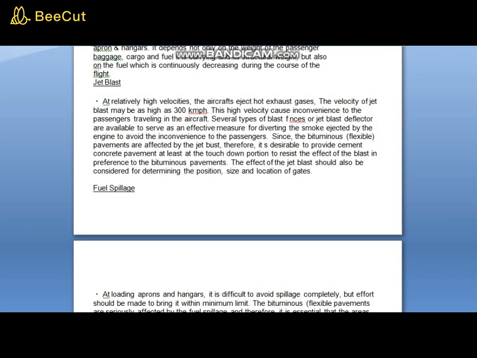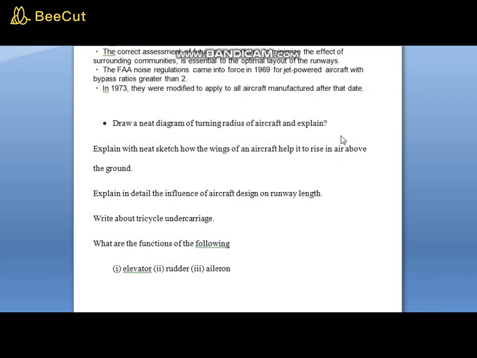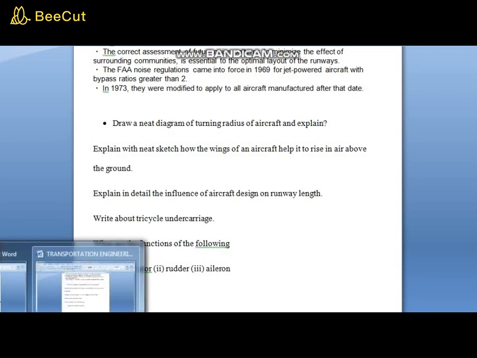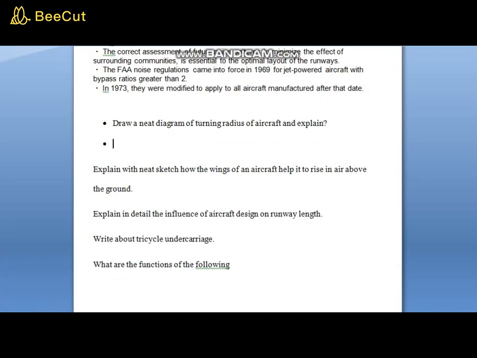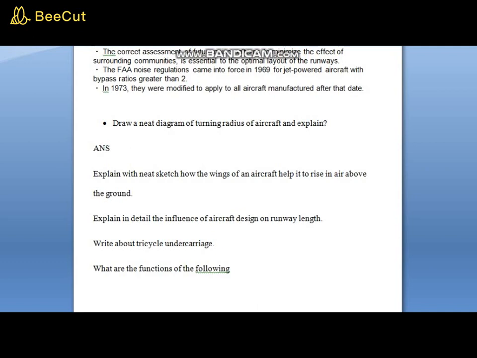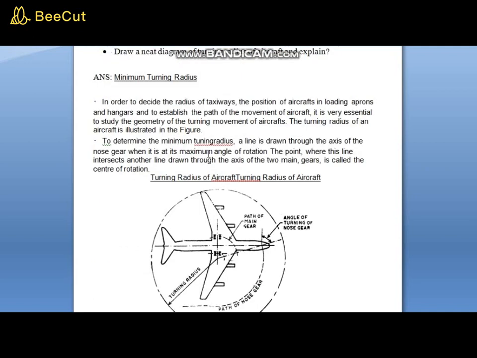Our next question is, draw a neat diagram of turning radius of aircraft and explain. Just now in the aircraft characteristics topic, we have seen this answer. In the previous answer, we have seen the diagram of the turning radius and we have described that. The same we need to write over here. So this is nothing but the answer to this question: draw a neat diagram of turning radius of aircraft and explain.